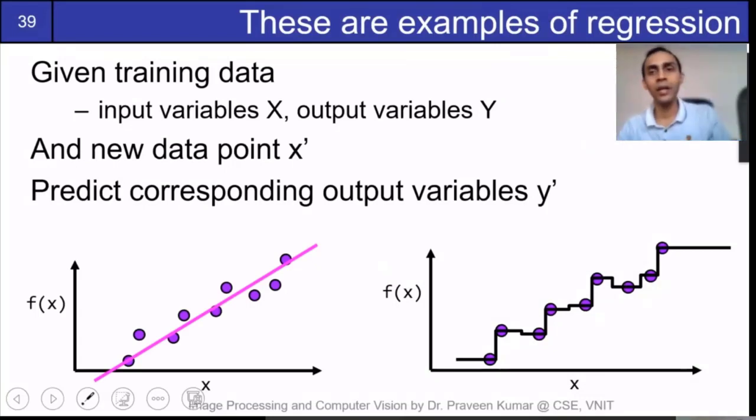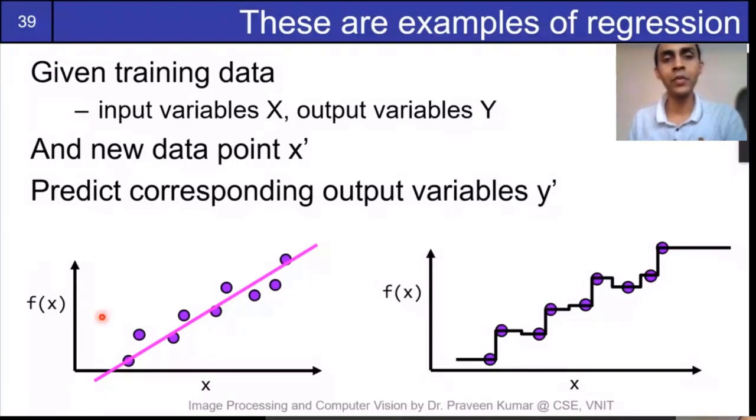So these were some examples of regression. We were trying to predict a continuous value given a new data point. You were predicting some continuous-valued output variable.